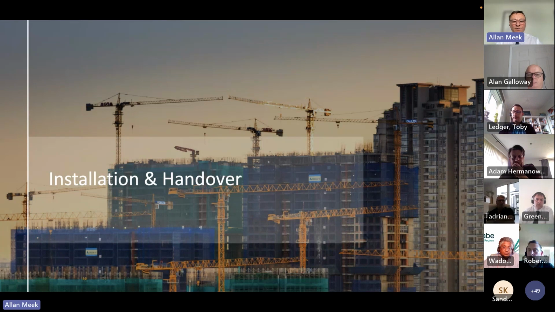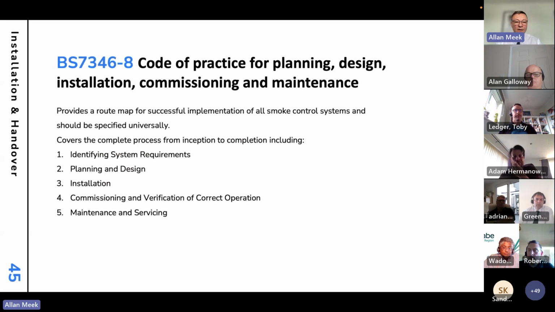So looking at the kind of installation and handover next to wrap up. BS 7346 Part 8, which is the code of practice for planning, design, installation, commissioning and maintenance of smoke control systems, all smoke control systems, not just pressurization, is a rarely used standard, I think, or I rarely see it specified, but it's excellent for managing the process of installation.